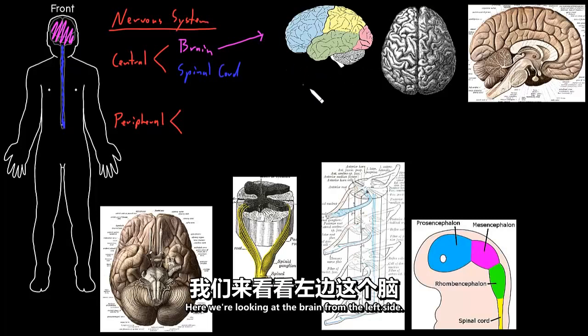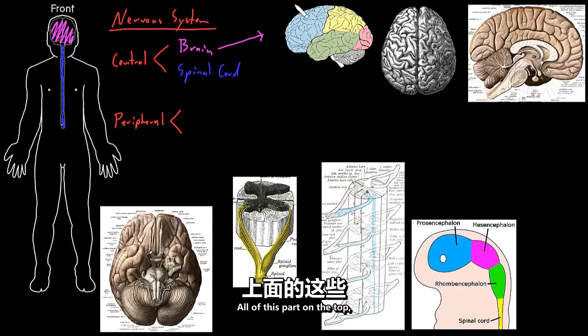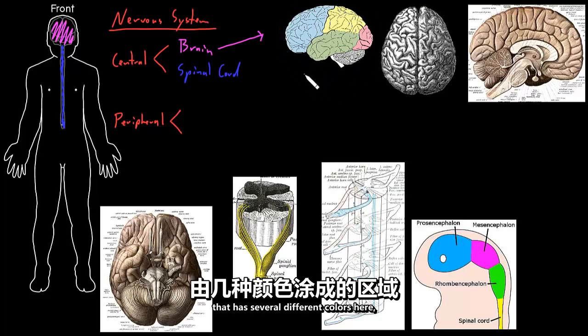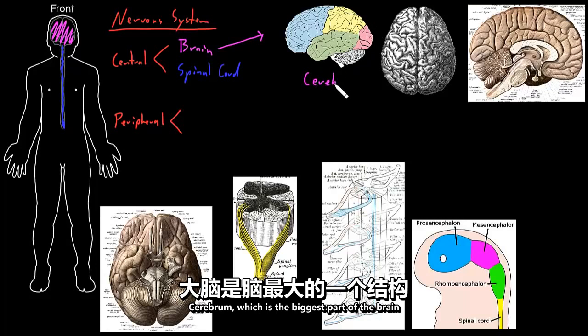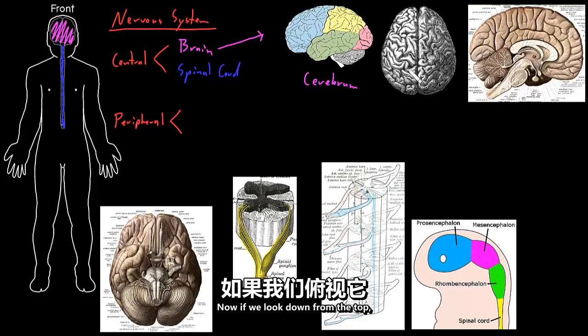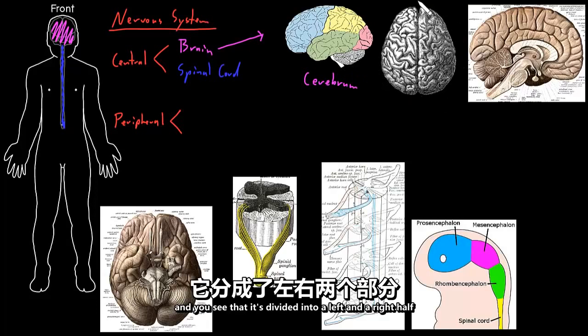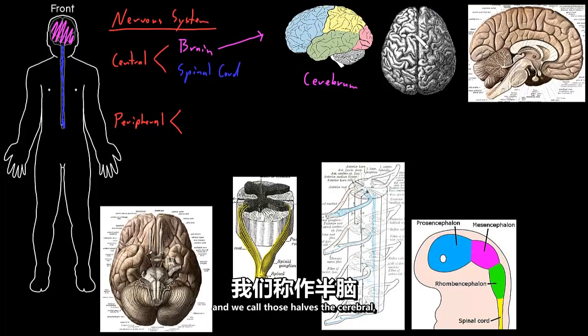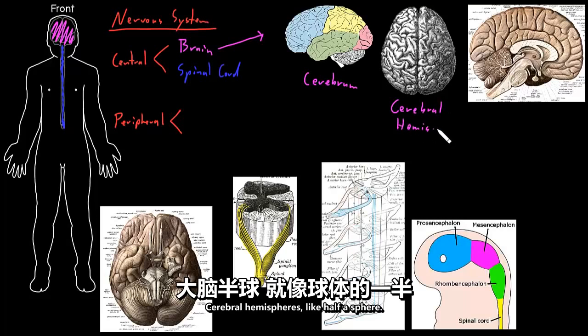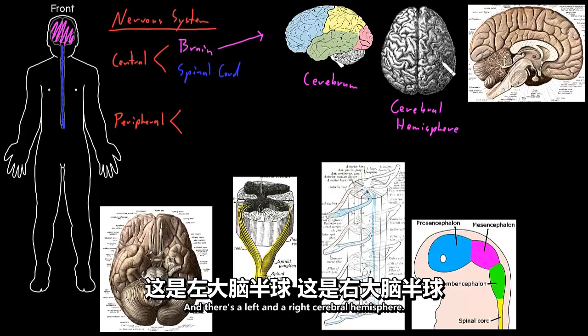Here we're looking at the brain from the left side. All of this part on the top that has several different colors here is called the cerebrum. Cerebrum, which is the biggest part of the brain and the part on top. Now if we look down from the top, like in this drawing here, you can't see the parts underneath. You can only see the cerebrum. And you see that it's divided into a left and a right half. And we call those halves the cerebral hemispheres. Cerebral hemispheres, like half a sphere. And there's a left and a right cerebral hemisphere.